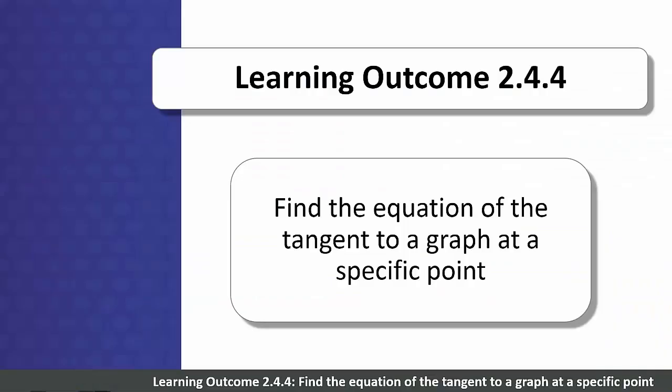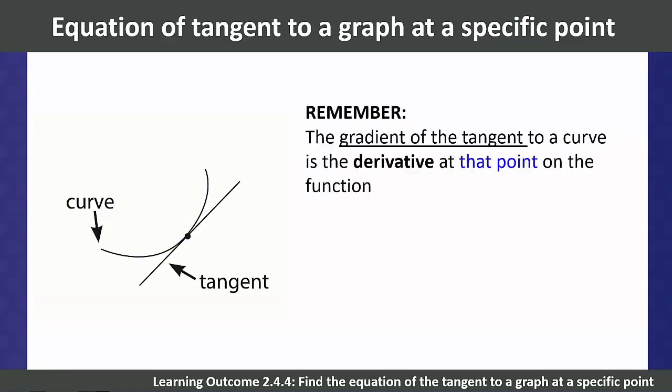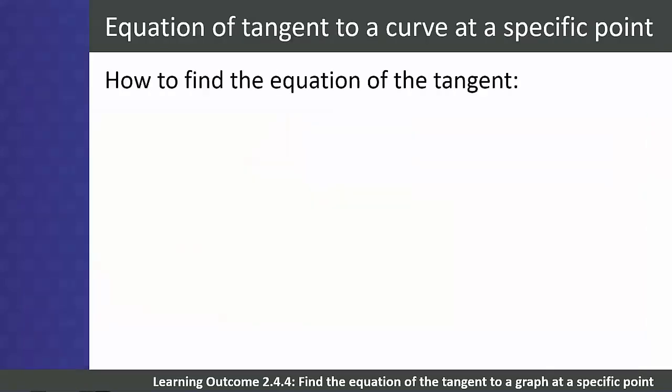Learning Outcome 2.4.4. Find the equation of the tangent to a graph at a specific point. Remember from the previous module that the gradient of the tangent to a curve is the derivative at that point on the function. We can follow these steps to find the equation of the tangent to a graph.